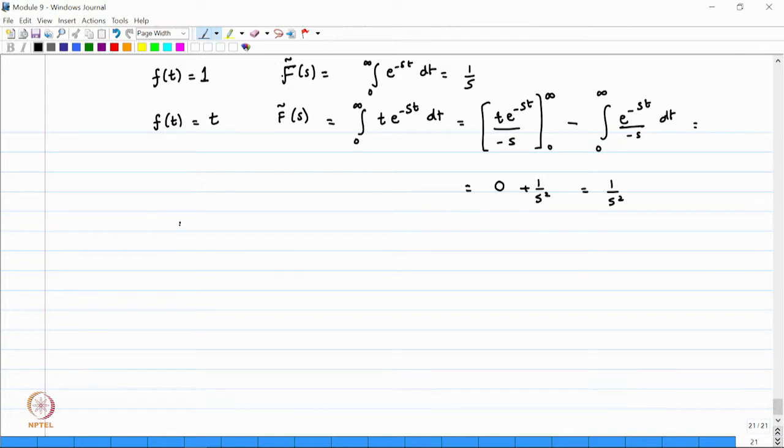Similarly, you can show that if f of t equals t raised to n, then f tilde of s is equal to n factorial divided by s raised to n plus 1. Okay, so this is a general relation. Any power can be calculated in this way.